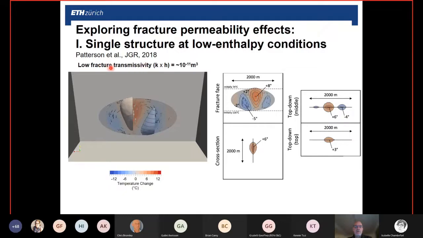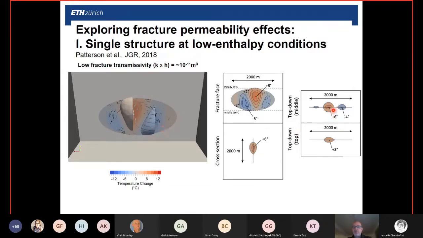If you have low permeability or transmissivity, you get convection cells that have a large diameter. But you get, in the upflow zones, positive thermal anomalies at the top, and in the downflows, negative thermal anomalies at the bottom.